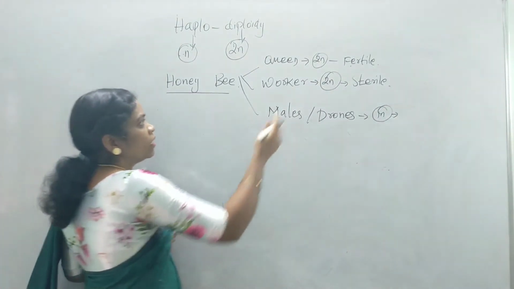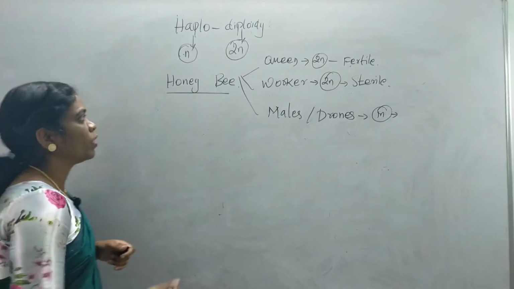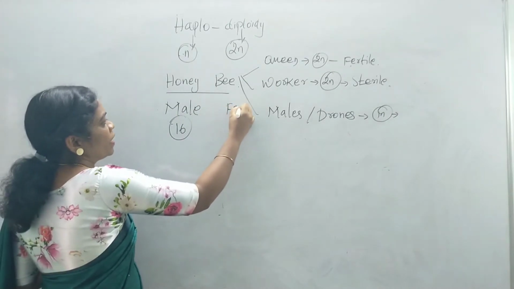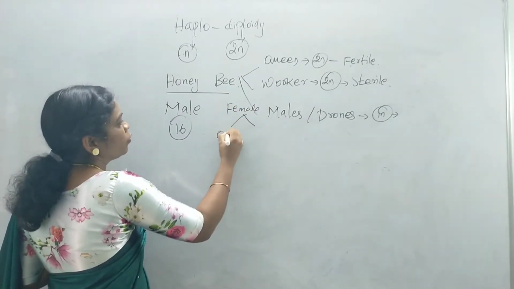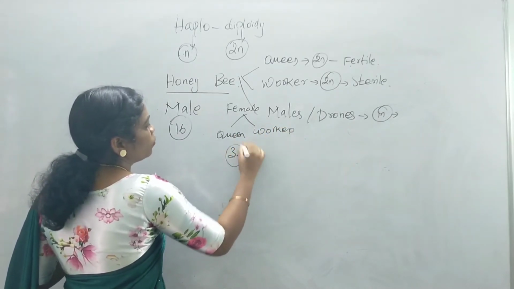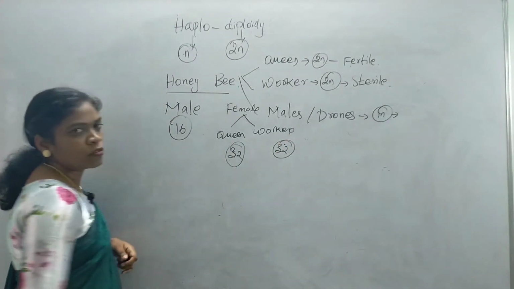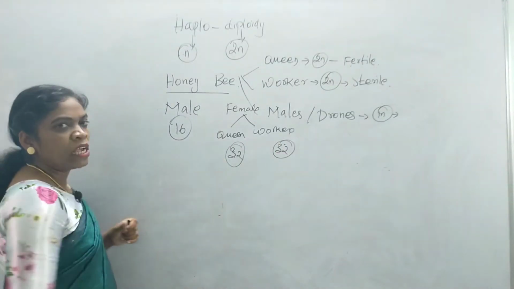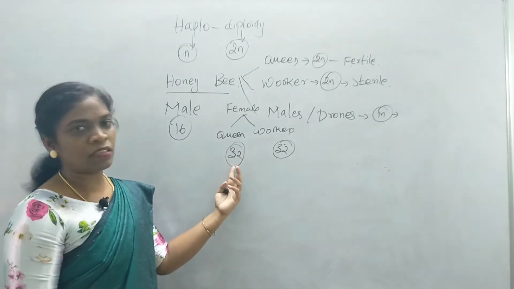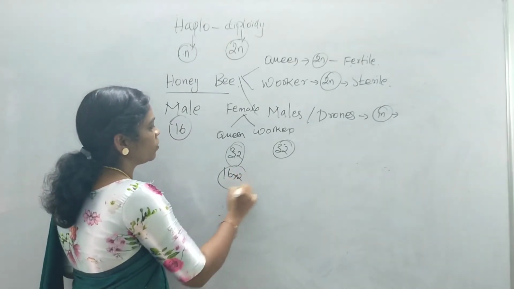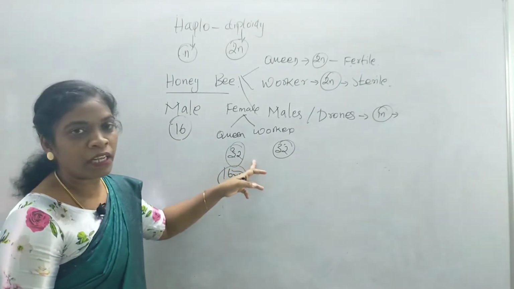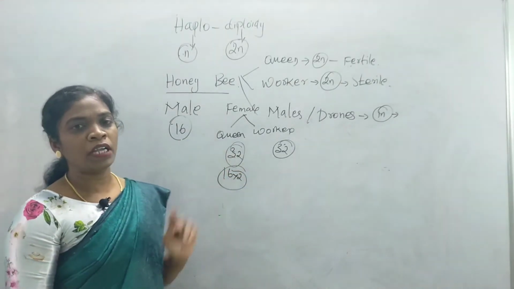So what happens here? The number of chromosomes in the case of honeybee: the male has 16 chromosomes, and the female, that is the queen and worker bees, has 32 chromosomes. There is a difference in chromosome number in a honeybee colony, where the male has 1 set of chromosomes and the female has 2 sets. So 16 multiplied by 2 gives you 32. Here it is haploid in nature, here it is diploid in nature. That is why it is known as the haplodiploidy mechanism.